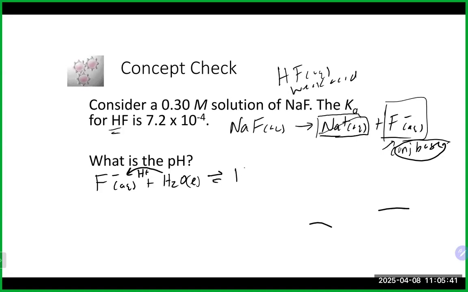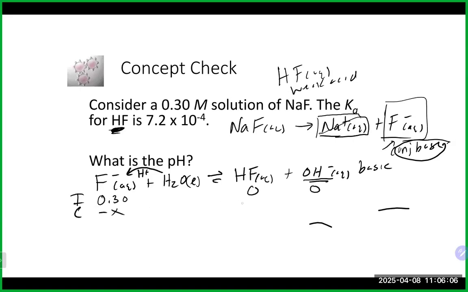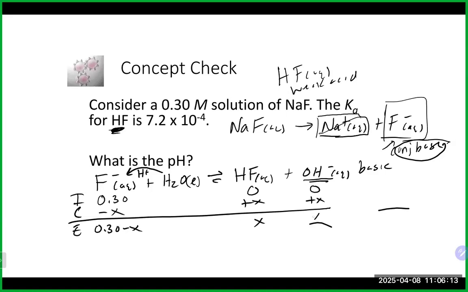When it does, as I mentioned before, it always produces where it came from, which is good. And in this case, it is going to produce hydroxide. So right off the bat, we should know that this is going to be basic, right? Because we're producing hydroxide here. We would do an ice table, and we would go 0.300, change minus x plus x plus x. That means at equilibrium 0.3 minus x, x, and x.